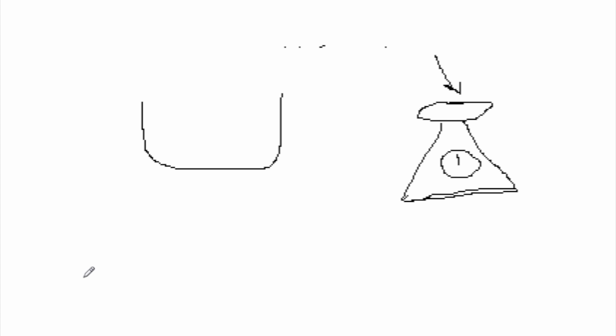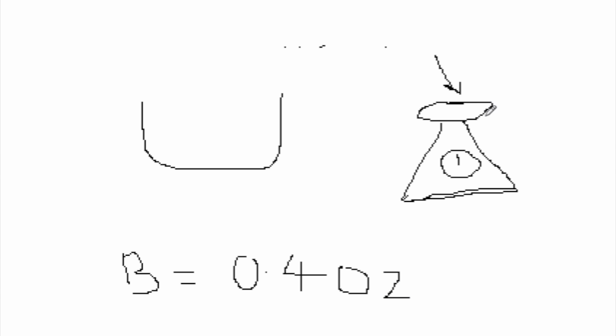So let's assume that the bowl actually weighs, all right, let's say the weight of the bowl is equivalent to 0.4 ounces. That's the weight of our bowl. When we put the bowl on the scale, it weighs 0.4 ounces.